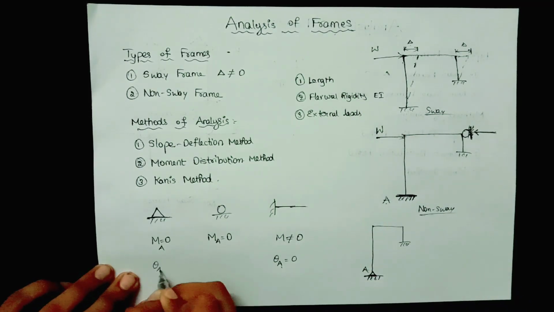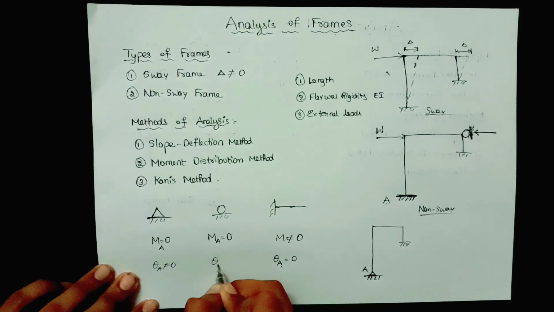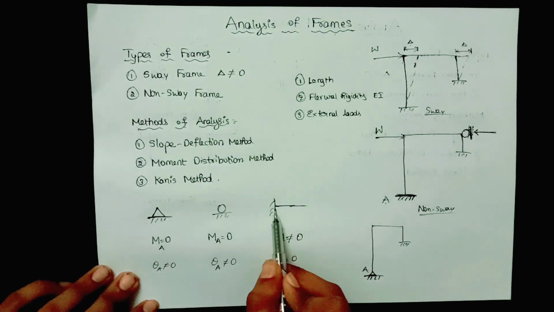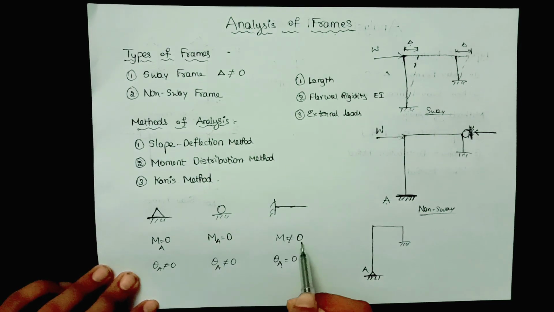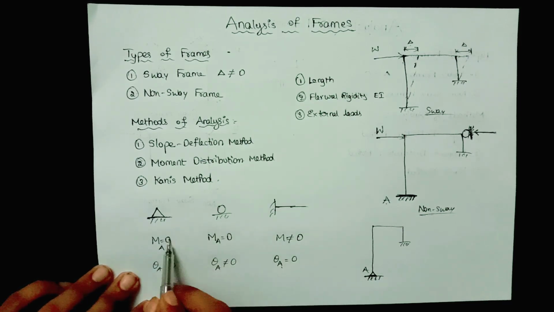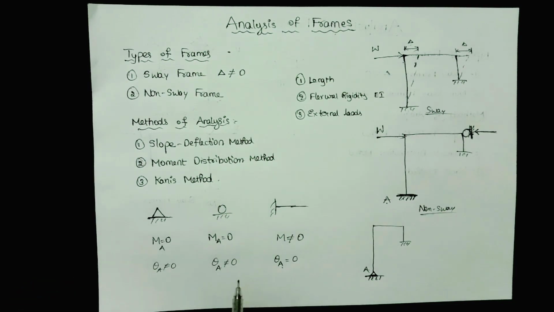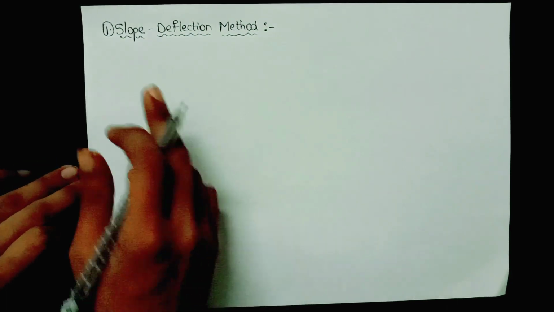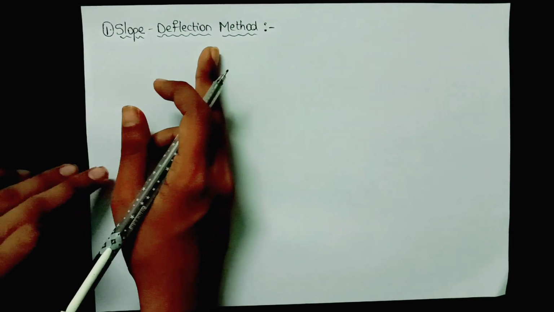At hinged supports, slopes are not equal to 0, and at the roller supports also not equal to 0. So the main thing is that at fixed support, moment is not equal to 0 but slope is equal to 0. For the remaining supports, moment is equal to 0 and slope is not equal to 0. So you have to remember this while solving the problems. Now I am going to explain the procedure in the slope deflection method.